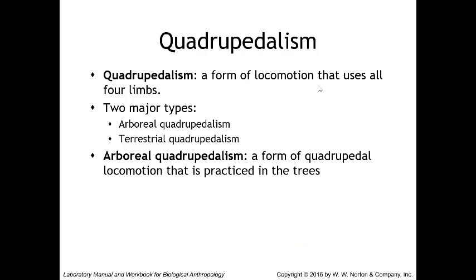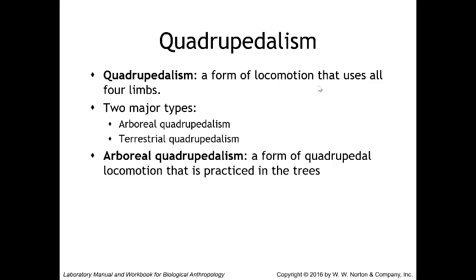Then we have quadrupedalism. Quadrupedalism is a form of locomotion that uses all four limbs. We have two major types, arboreal and terrestrial. Quadrupedalism is the most common form of primate locomotion. And so arboreal quadrupedalism is a form of quadrupedal locomotion that is practiced in the trees.